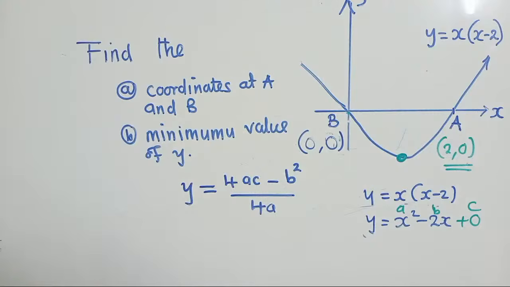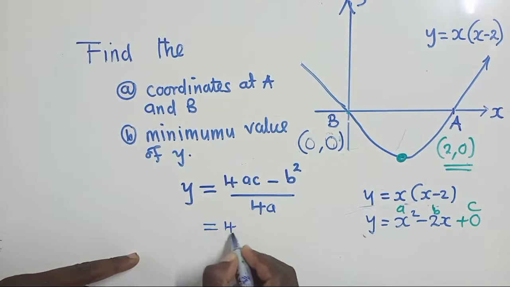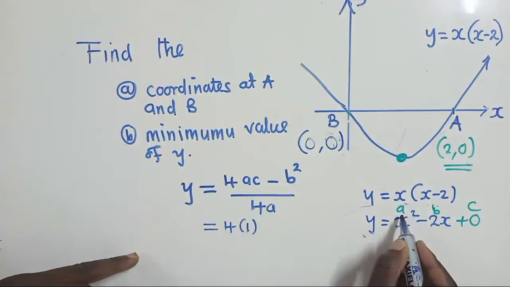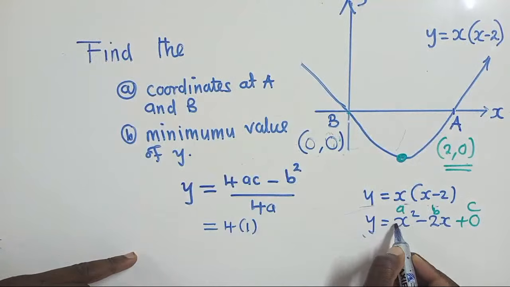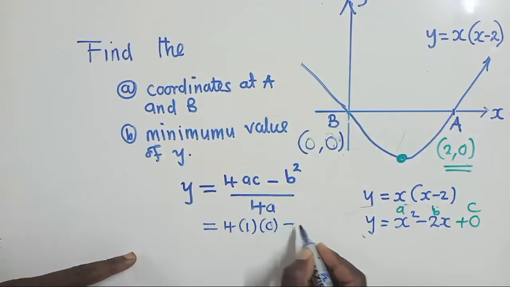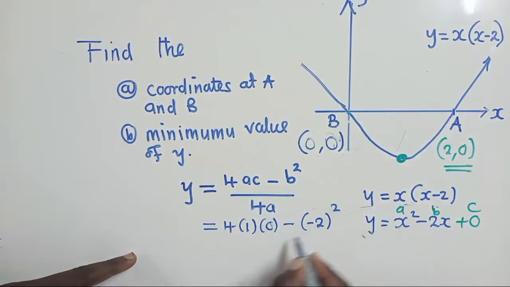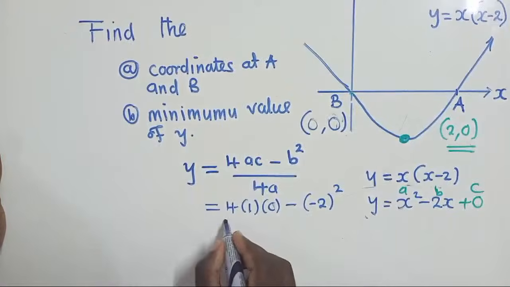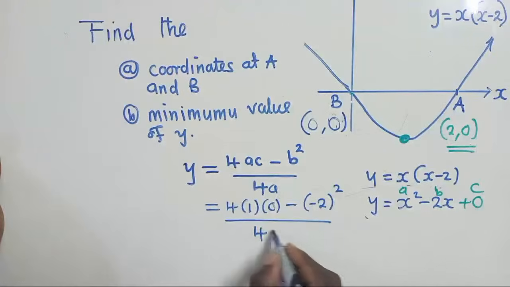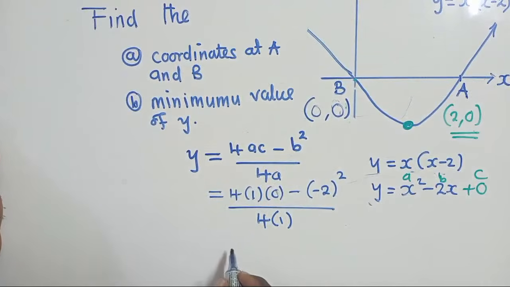So now, what we do here is to just plug in. What is our A? Our A is a 1. The number that is in front of this variable here, there's a 1. And what is our C? Our C is a 0. Minus, what is our B? Our B is a negative 2 squared there. Okay? Hopefully you're able to see. Over 4, our A, we know that it's a 1. So now it's a matter of solving.